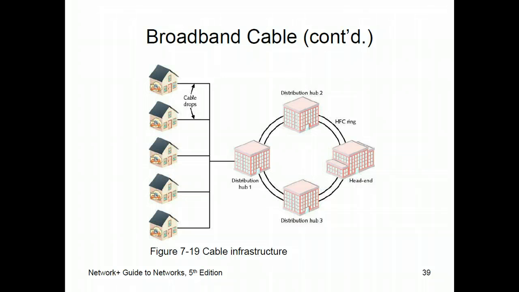So if you have a drop area and you have 100 people connected to that drop area versus another area that has a drop area of 20 people, the 20 people are going to have a much faster connection, upload and download speed than the 100 because they're sharing the same line. Both sets are sharing the same throughput coming down.